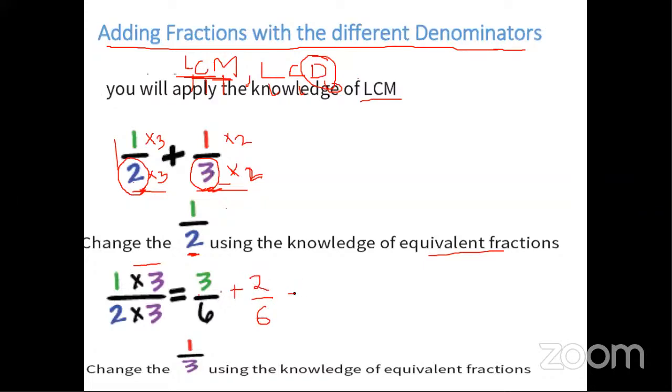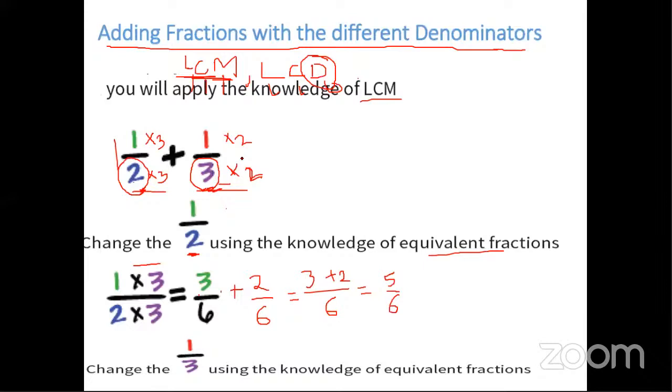After getting it like that, you now utilize the other method of maintaining the denominator as 6 and adding up the numerators, which will be 3 plus 2, which gives you 5 out of the 6.